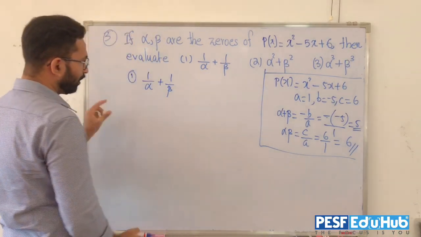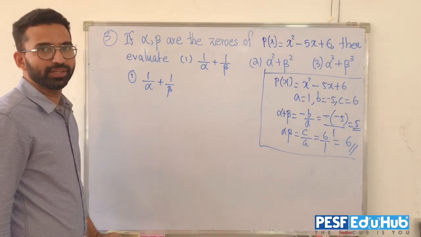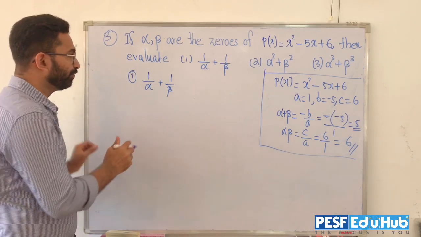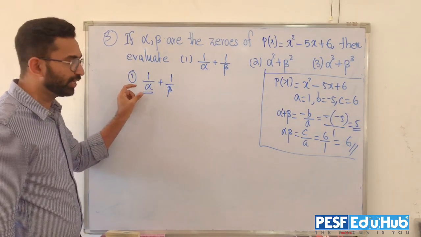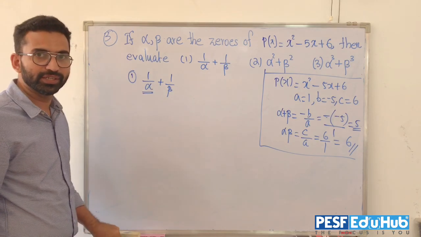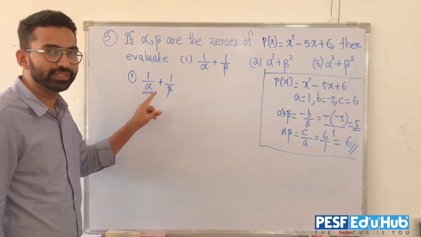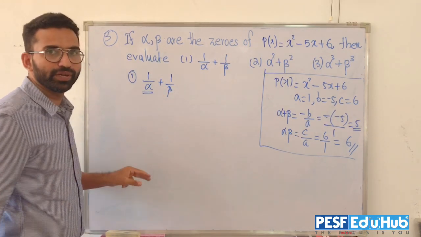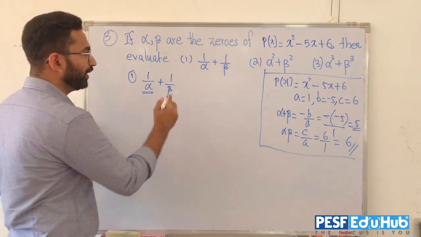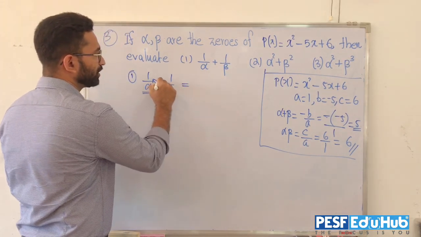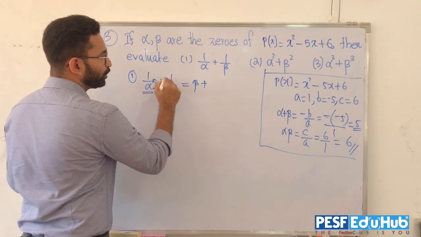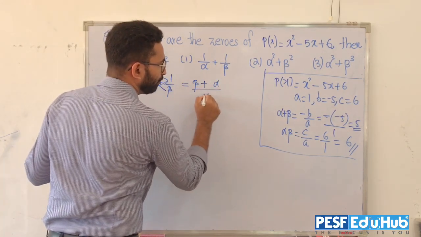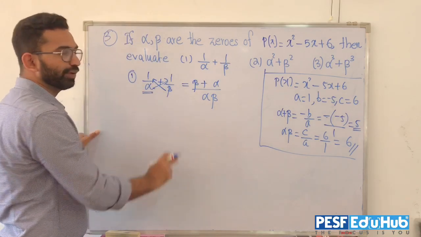Anyways, 1 by alpha plus 1 by beta is the thing we have to calculate. As I told you before, this is a fraction. You have to treat this particular term as a fraction. 1 by beta is another fraction. So I have to add two fractions where the denominators are different. If the denominators are different, definitely I will have to proceed with the cross multiplication. I will multiply 1 into beta plus 1 into alpha divided by the product of the denominators, alpha and beta.